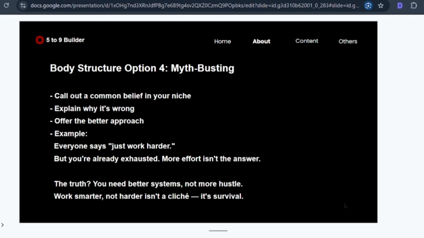Now let's see the 4, which is the myth busting. We all entertain this kind of myth. There are certain things that are not even true in some of our industries, but we believe it is there. So you search for this, and then you call out a common belief in your niche. You explain why it is wrong. You offer the better approach.